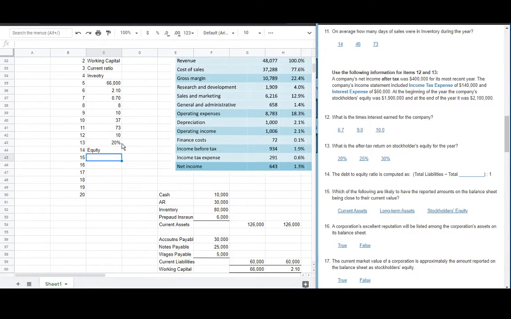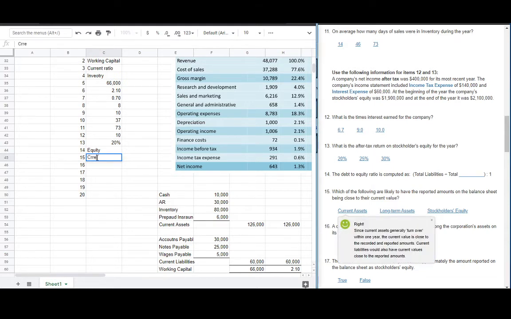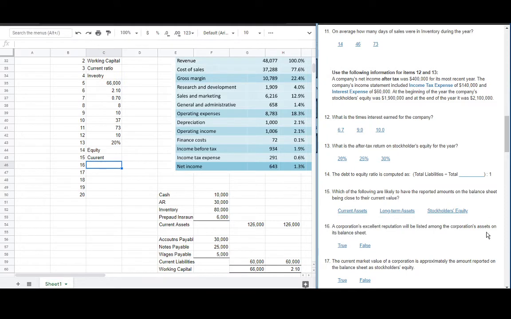Number 15, which of the following are likely to have reported amounts on the balance sheet being close to their current value? The answer here is current assets. So, for example, our inventory can be measured at the net realizable value, the NRV. That is an example of this. Current value, not historical value.